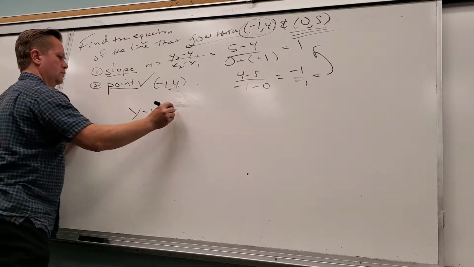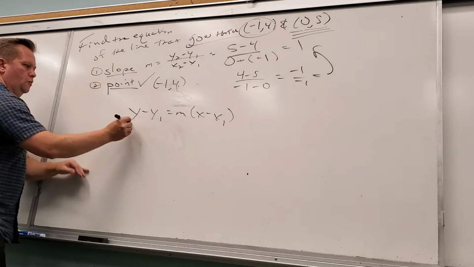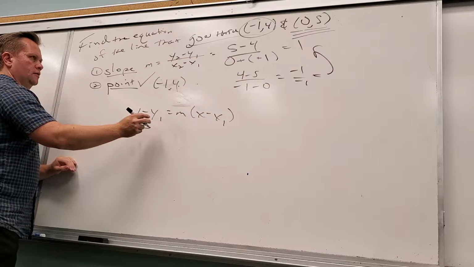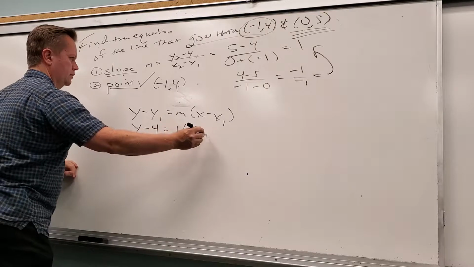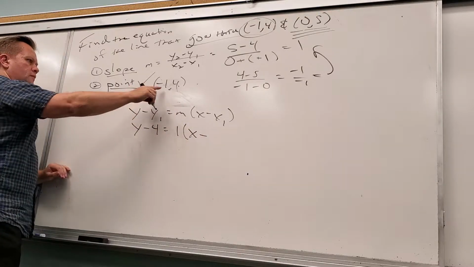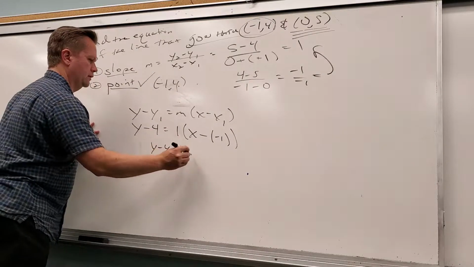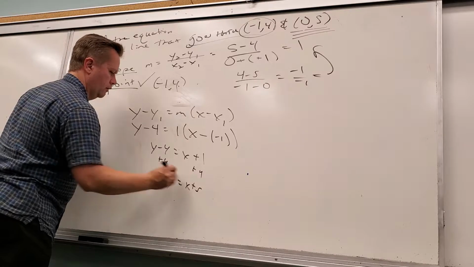It's still y. Right. That's what I forgot about. y minus 4 equals m times x minus negative 1. So your y minus 4 equals x plus 1. Add 4, I get the same thing.